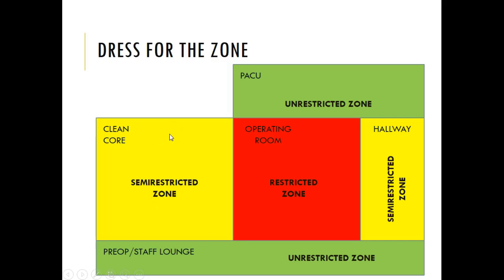So understanding the different zones, real quickly, there are unrestricted zones, semi-restricted zones, and restricted zones. Your unrestricted zone is going to be, say, like pre-op and the staff lounge. This is where people who are in street clothes may walk around. In the semi-restricted zones, you need to be in OR scrubs and wear a cap. So this can be the clean core in the hallways past the unrestricted zone. The restricted zone is going to be the actual operating room.